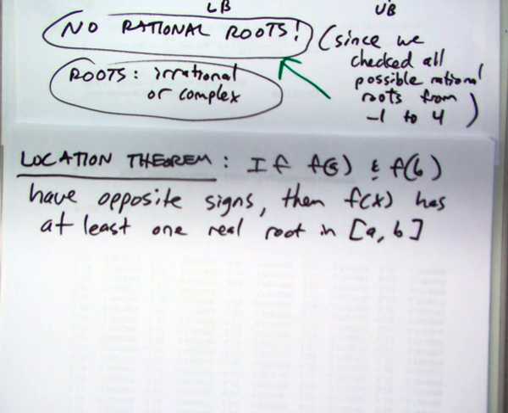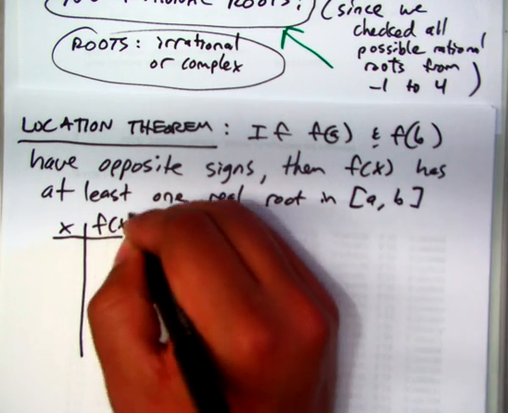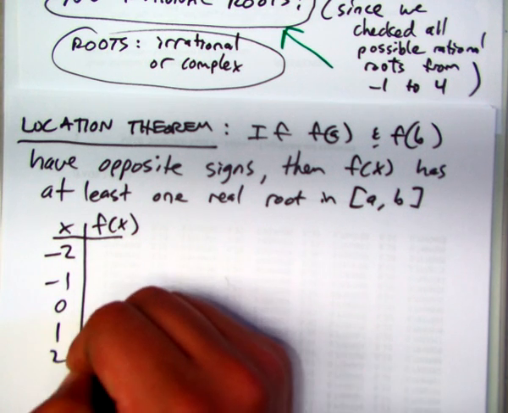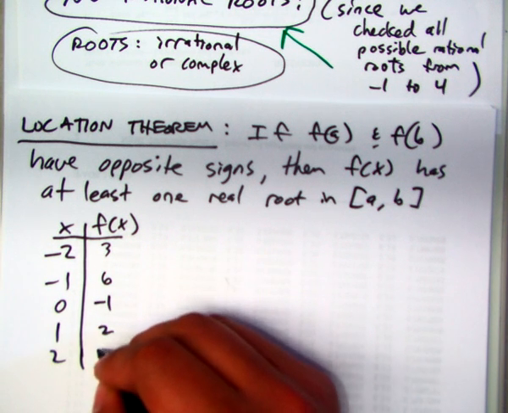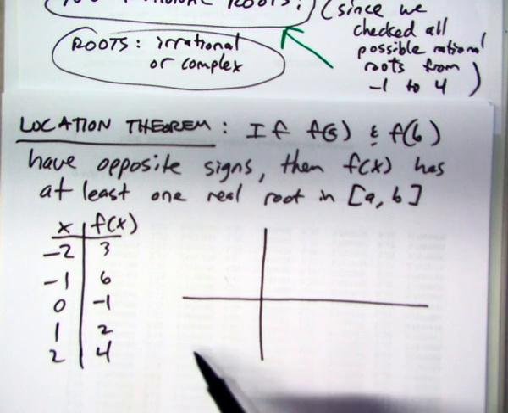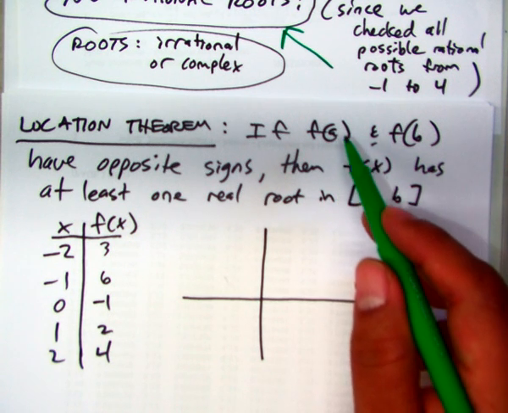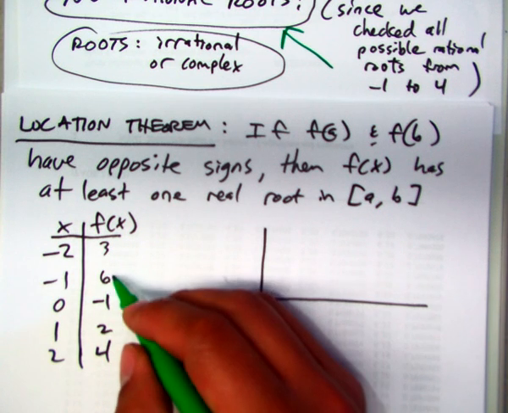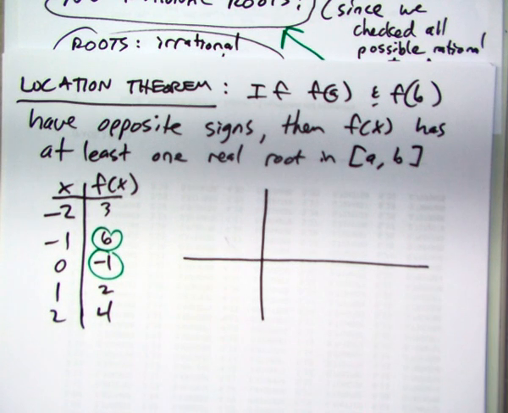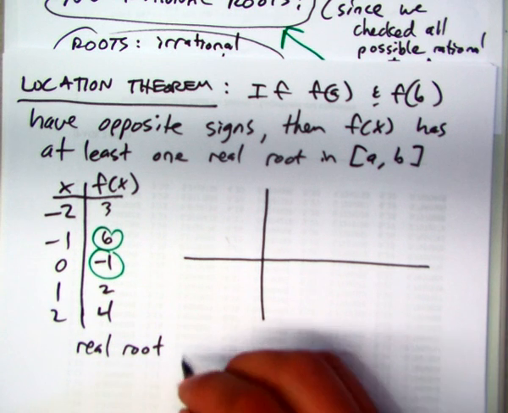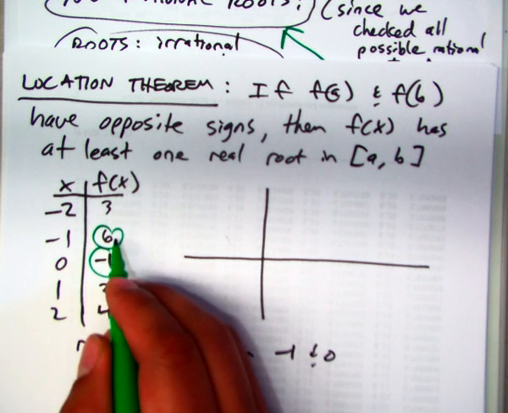Okay, so I'll show you visually and from a table what this looks like and why this is a pretty obvious theorem here. So let's say here we have a table of values for f of x, and it looks something like this. Okay, so what the location theorem says is that if there are two values for y, essentially, which is the same as f of x, and they have opposite signs, right here and right here. See how it changes from positive to negative? Okay, then what that means is that there is a real root between -1 and 0. Because -1 was the x value that gave us 6, and 0 was the x value that gave us -1.